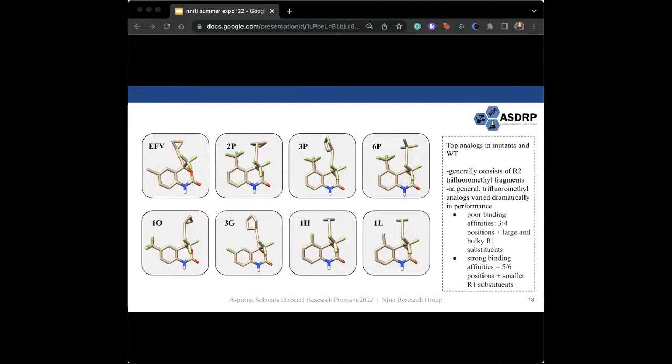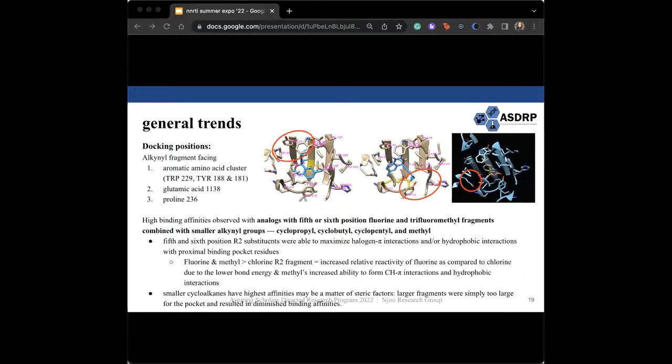Here are the top analogs from our homology modeling and our wild type. As seen generally, the top analogs consisted of the R2 trifluoromethyl fragment, as that particular fragment is able to maximize interactions. However, in general, we noted that trifluoromethyl analogs vary dramatically in performance, with poor binding affinities associated with 3rd and 4th position trifluoro fragments paired with large and bulky R1 substituents, and stronger binding affinities associated with 5th and 6th position R1 trifluoromethyl substituents, as well as smaller R1 fragments. So the former likely has to do with steric factors, and the latter is the ability to form important hydrophobic interactions. And here is just more general trends.